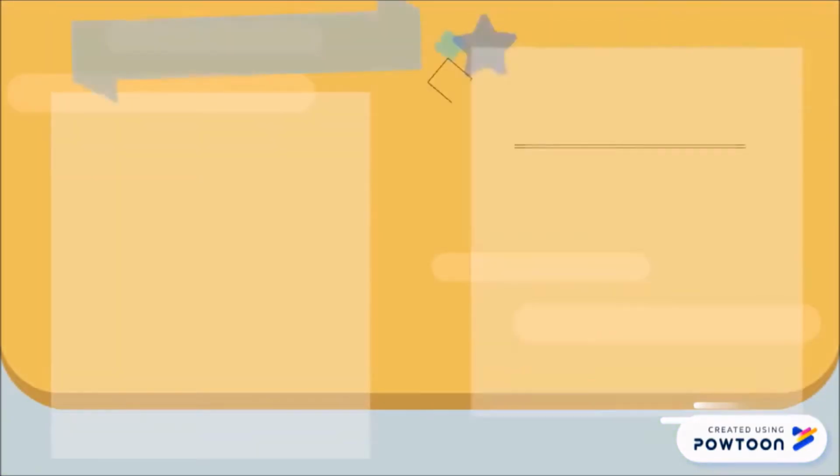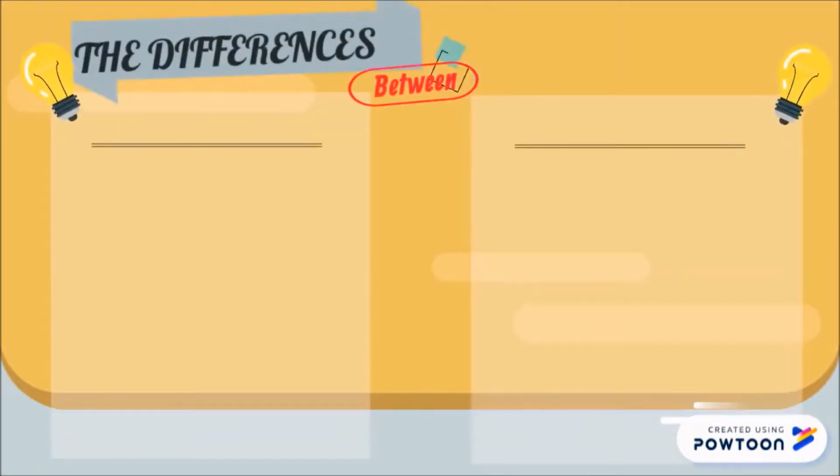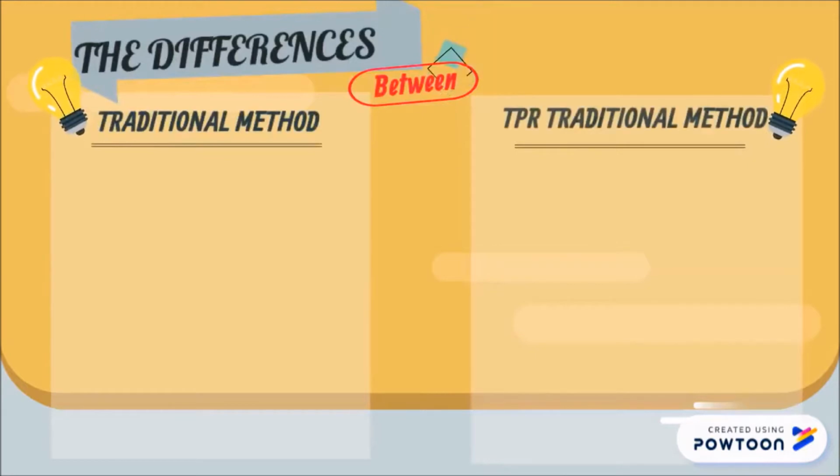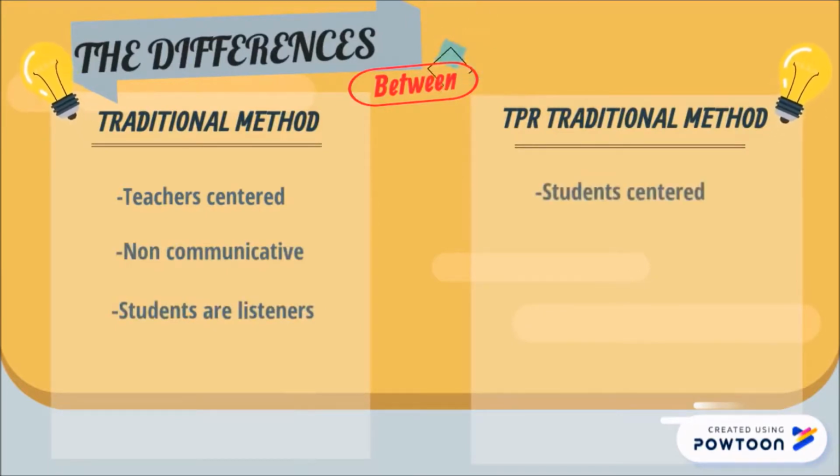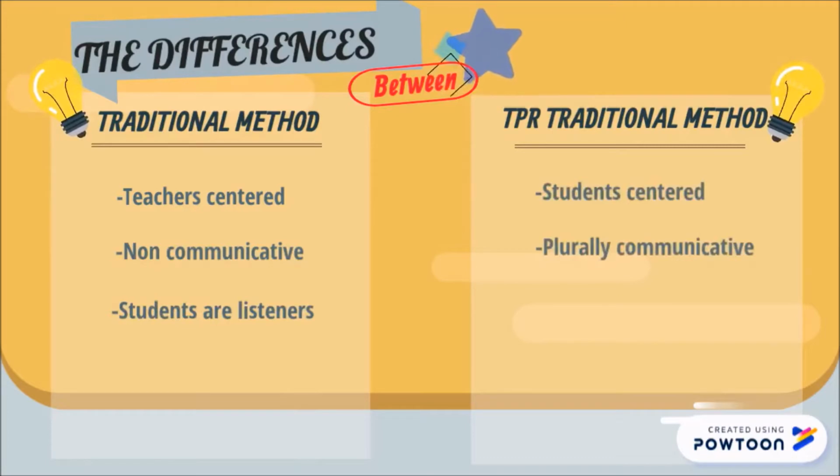The differences between traditional method and total physical response method. Traditional method is teacher-centered, non-communicative, and students are listeners. But total physical response method is student-centered, purely communicative, and students are actors.